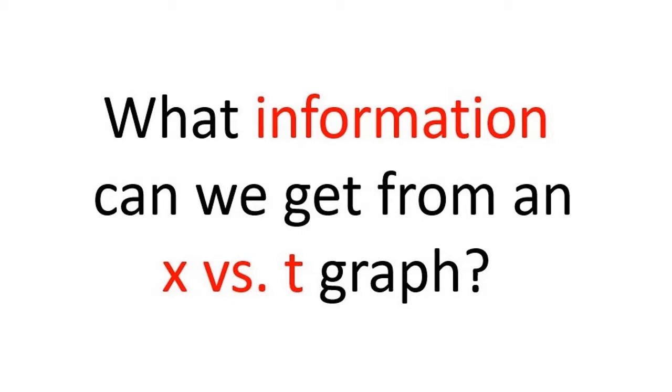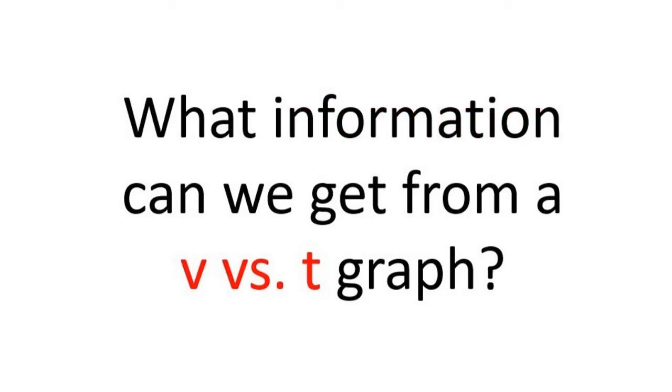So we went over a lot of stuff today. Just a real quick recap. Let's talk about what information we can get from a position versus time graph. Well, we can get where something is as time goes by, and we can also get the slope. And the slope of a position versus time graph is the velocity. The other graph that we looked at was a velocity versus time graph. So, what information can we get from that? Well, again, we can learn how fast something is going and in what direction it's going, either forward or backward. And we can also, again, calculate the slope of the line to get the acceleration.